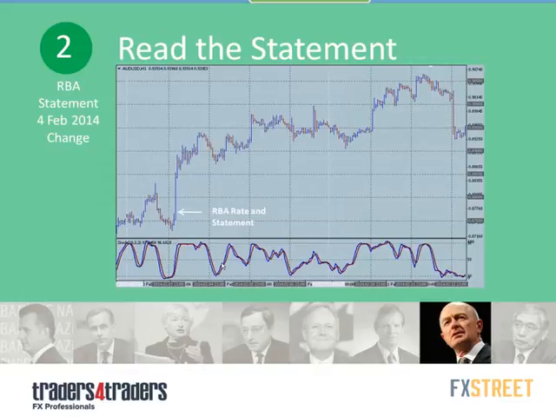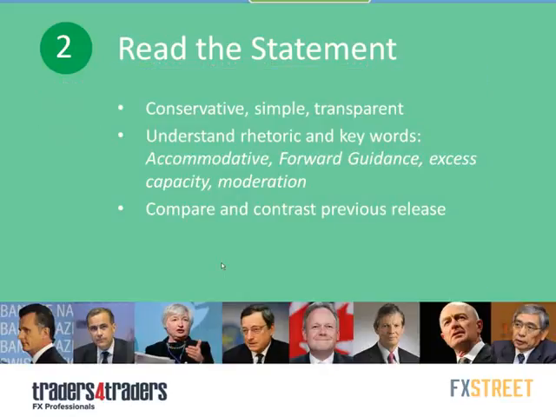Okay, so kind of summarizing on the statement, they're conservative, they're simple, they're transparent. It is these central bankers' goal to be transparent with the market, to guide them in a certain direction, the direction that they want them to go. All right. So you want to understand the rhetoric and the key words that are used in here: accommodative, forward guidance, excess capacity, moderation. You get the idea. There are several. The rhetoric and the way that they present the statement is important.